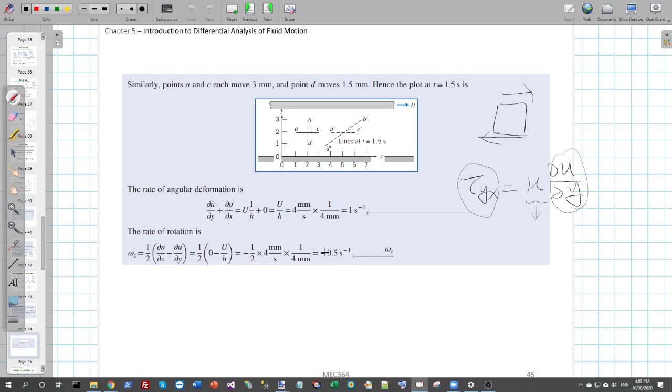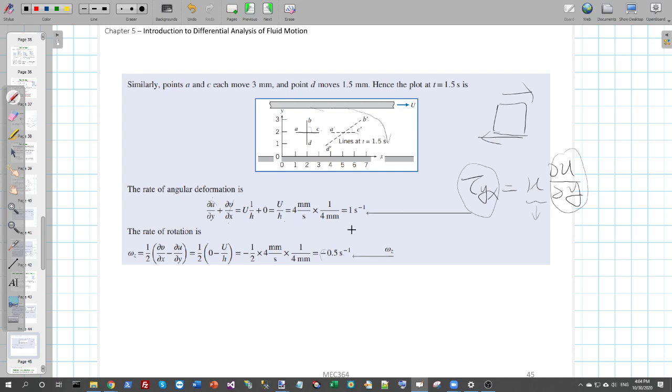Okay, so this example problem shows you how to calculate the angular deformation from the velocity field, and also the rotation. For this one, omega z will get a negative value, which means that, because omega is not 0, the flow is rotational, and negative means the flow is likely to move clockwise. You can know that, right? Because this top plate is going right, it drags the flow in this way, so it is like a clockwise rotation. That's why omega has a negative sign.